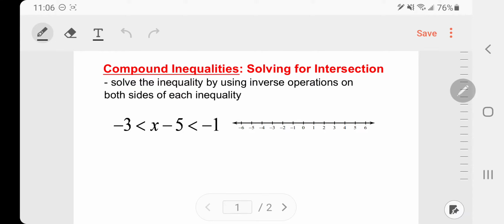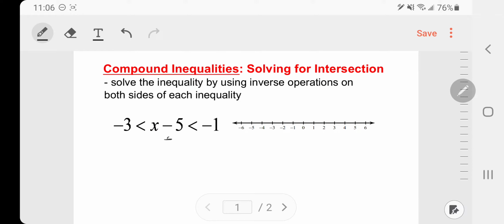Hey everyone. In today's lesson, we're going to take a look at how to solve a couple of different types of compound inequalities. This first one here, you can solve a couple of different ways. This one is going to be an intersection. So the first way you can solve it is as just all one compound inequality, where I'm just going to try to get my x in the middle isolated.